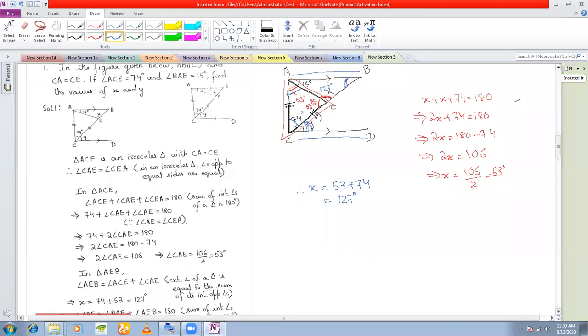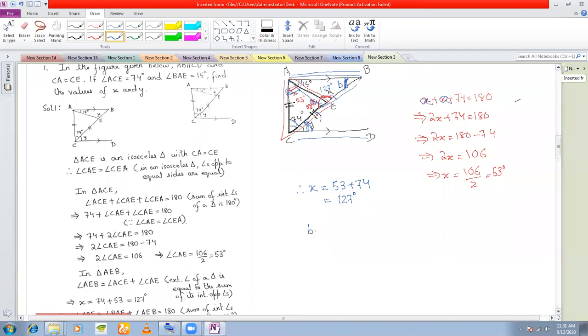But what is the measure of this angle? In this triangle, I know two angles. This is 15, this is 127. Therefore, I can find out this. Okay, so not x. In fact, I should have taken something here. Let's say E. Let's write this as E. Let's take this angle as B.